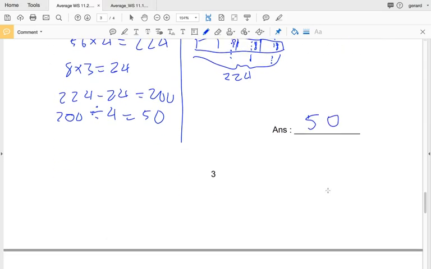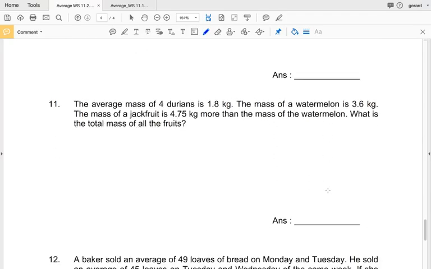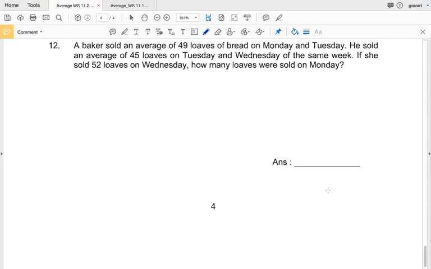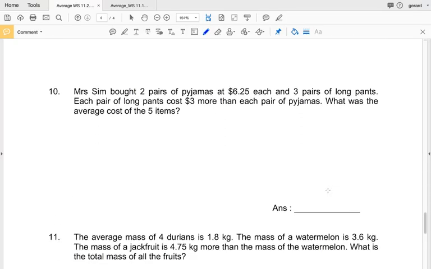Okay, moving on. Question 10. How many more do we have? Up to 12. Okay, we can do this. Mrs. Sim bought 2 pairs of pajamas at $6.25 each and 3 pairs of long pants. Each pair of long pants cost $3 more than each pair of pajamas. What was the average cost of the 5 items?